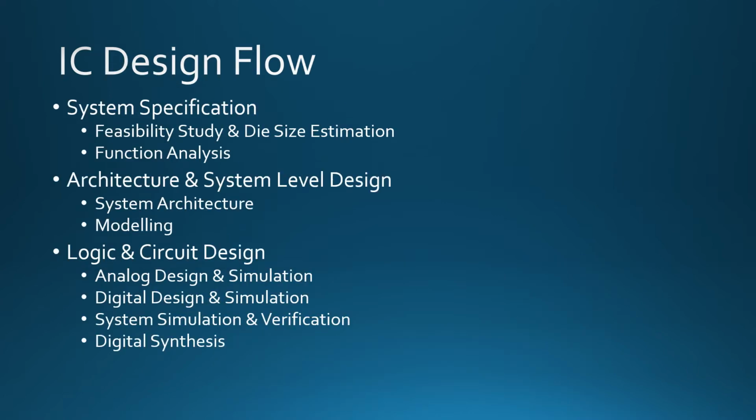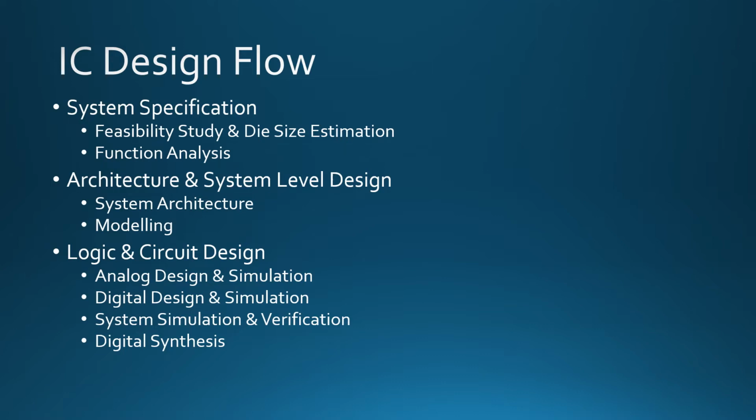Another major concept of the IC is to understand the IC design flow. I will go through each one quickly initially, and then come back and explain each one in a little more detail. The first one is the IC specification or system specification, which involves the study of feasibility of the architecture, die size estimation, and the functional aspects of the IC design. All this analysis and feasibility work happens in the system spec.